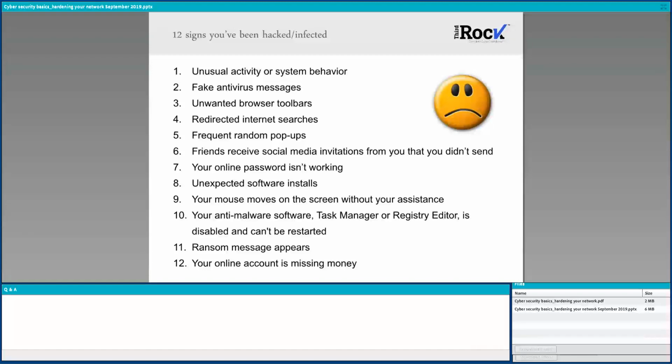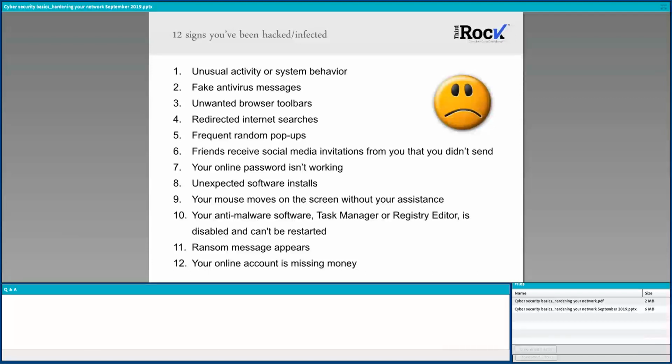Unexpected software, that's difficult to see these days because we're constantly getting updates because of all the security and vulnerability issues out there. I know Microsoft does it once a week, and I constantly get updates on my system, and it's a challenge to understand or identify that one. If your mouse moves without you moving it, that's somebody who's doing a remote desktop protocol. That's a serious issue.